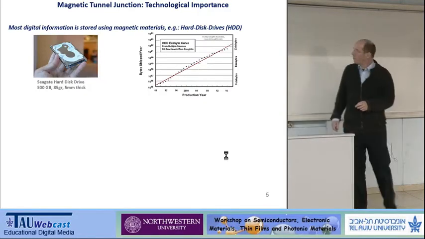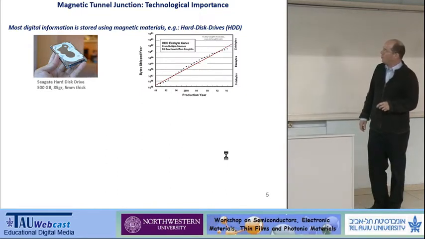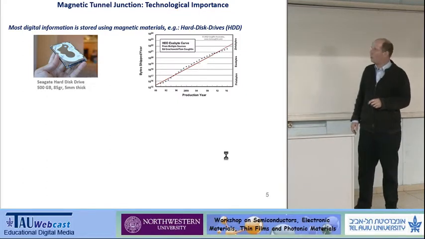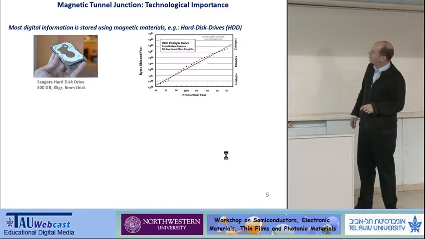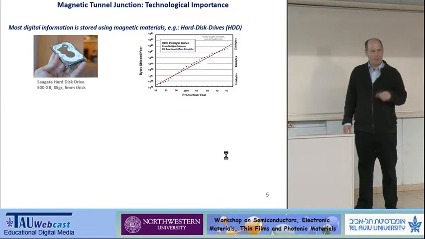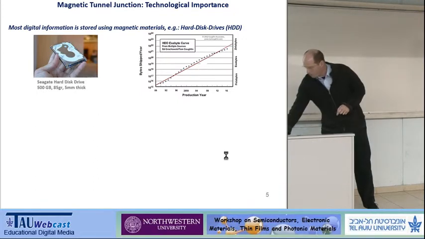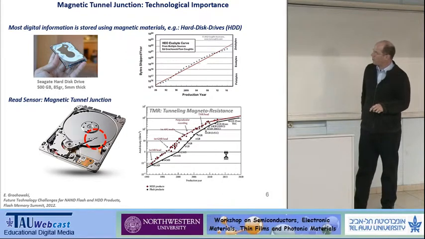So this is where it's basically used in the hard disk drive, and just to show the technological importance of it. So most digital information used today is still stored by magnetic materials. Here's the sort of scale of bytes being shipped per year. You have to count it today in exabytes, which are billions of gigabytes, or maybe you need to go to zettabytes today. And the device I was describing just sits here. This is the read head, the sensor.